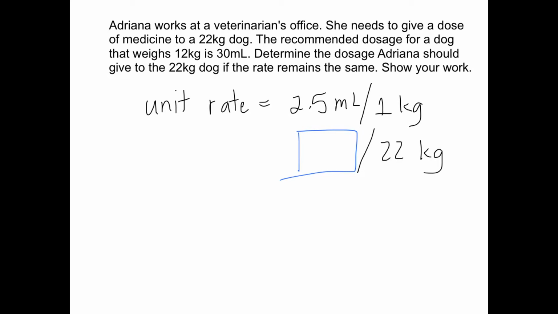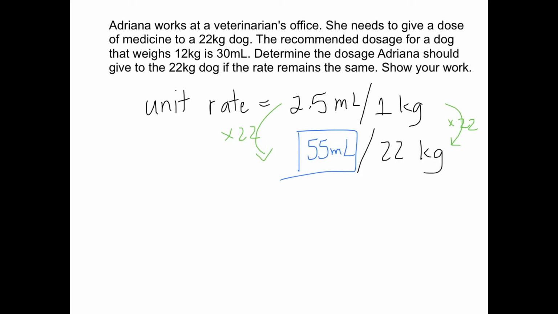So let's look at how these two rates are related. Well, if we're increasing the size of the dog to 22 kilograms, how do I get from 1 to 22? We can multiply it by 22. 1 times 22 is 22. And just like we did before, whatever you do to one term, you must do to the other term. So what do I need to multiply by 22? Good. We need to multiply the first term by 22. So let's figure that out. 2.5 times 22 is 55. That means we need 55 milliliters for a 22-kilogram dog.